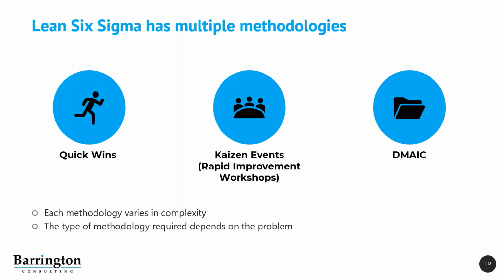The second type of project, which is a bit more complex than a quick win, is a Kaizen event. Some people may call these rapid improvement workshops. These seek to bring the team together to dive into the process over a day or a couple of days and identify and implement some improvements. These usually require a bit more conversation and have a bit more complexity or risk than the quick wins, which is why we need the consultation.